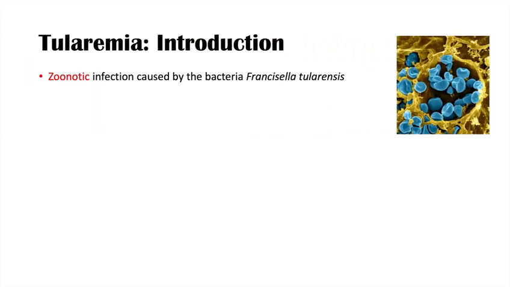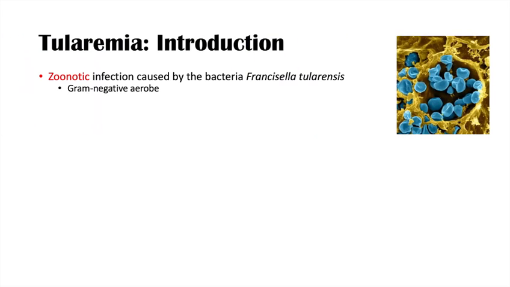Hey everyone, this lesson is on the infectious disease known as tularemia. In this lesson, we're going to talk about what causes this condition. We're also going to talk about risk factors, pathogenesis, signs and symptoms, diagnosis, and how we can treat it as well. So tularemia is a zoonotic infection caused by the bacteria known as Francisella tularensis.